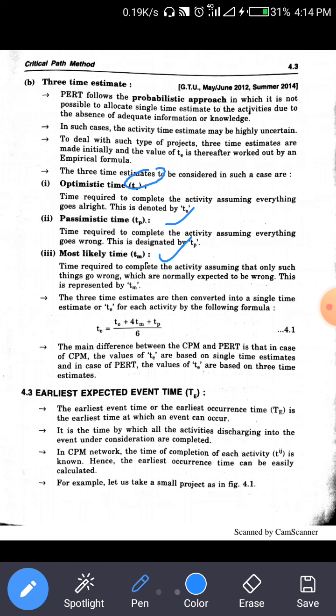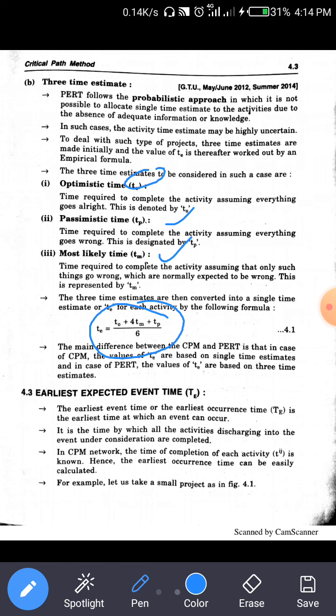So from To, Tp and Tm, this equation is generated. This is the estimated time formula: TE is equal to To plus 4Tm plus Tp, divided by 6. So these are the three time estimates.